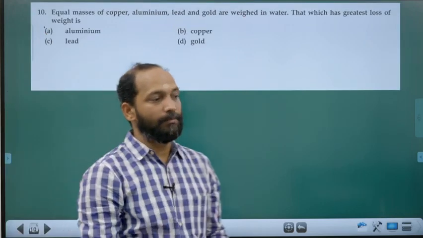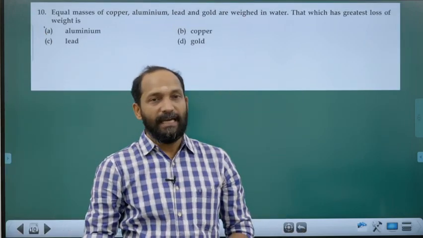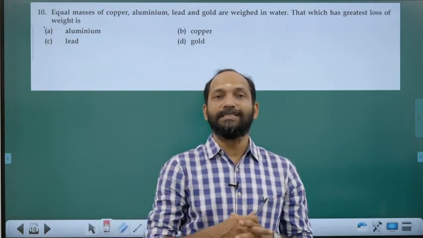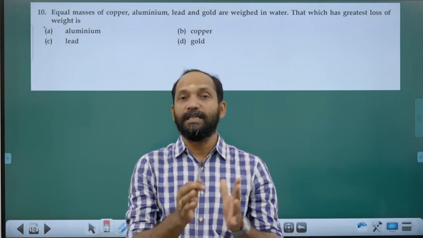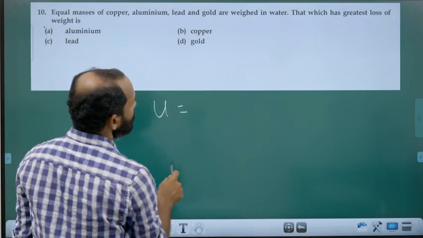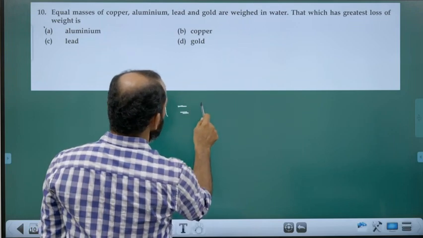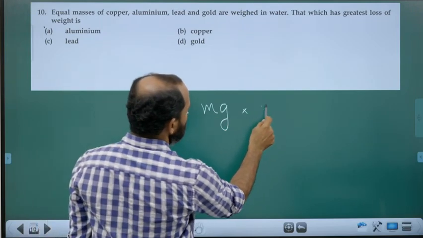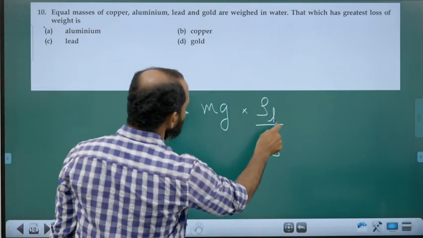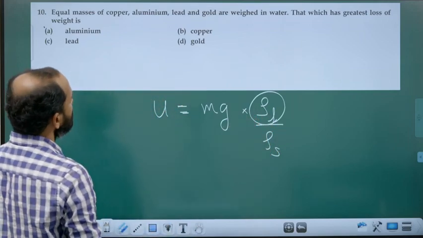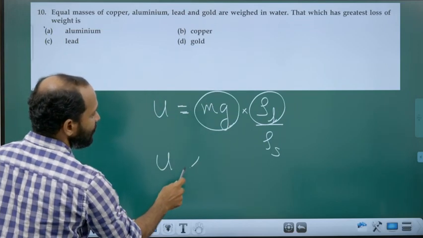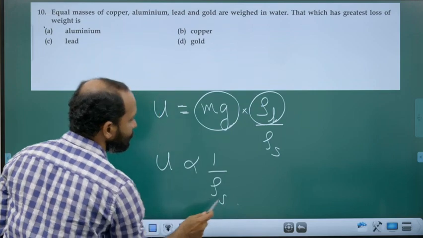Next one, 10th one. Equal masses of copper, aluminium, lead and gold are weighed in water. Which has the greatest loss of weight? When a solid is immersed in a fluid, the loss of weight of the solid in the fluid is called upthrust or buoyancy, the buoyant force. Upthrust is equal to weight in air multiplied by density of liquid divided by density of solid. Here the density of liquid is water, which is a constant. Equal masses of copper, aluminium, lead mean that weight in air is also constant. So loss of weight or upthrust varies inversely with the density of the solid.